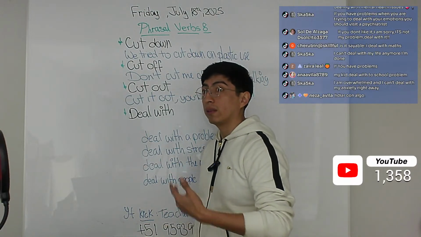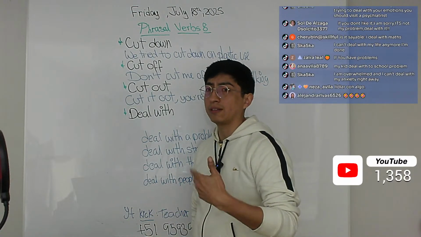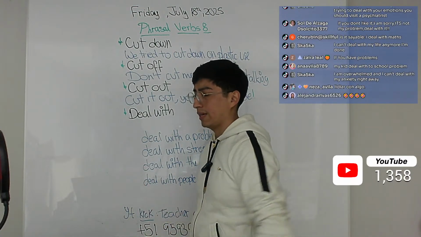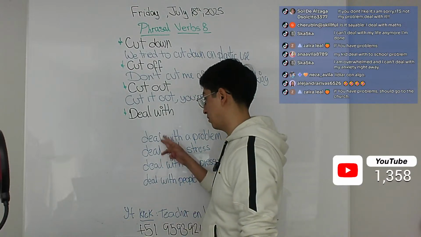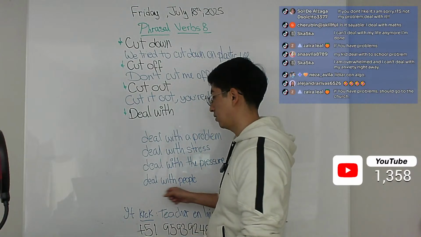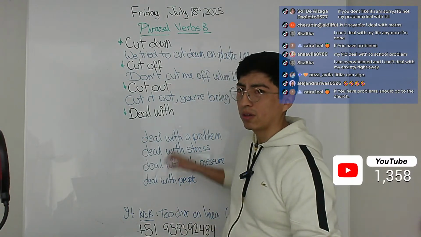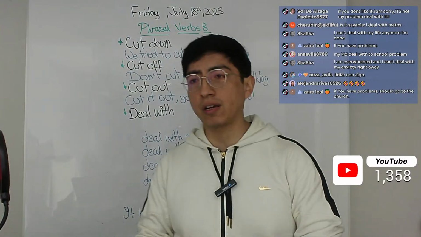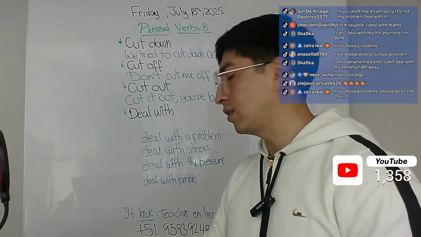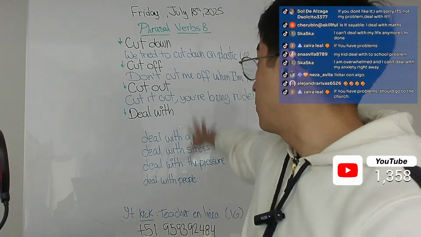Also, you have to deal with the consequences of your decisions, the consequences of the decisions that you made. So you have a lot of information here. Deal with customers. Deal with difficult customers. You can have a lot of information there, guys. I want to see your examples now. If you have a problem, copy this, please.